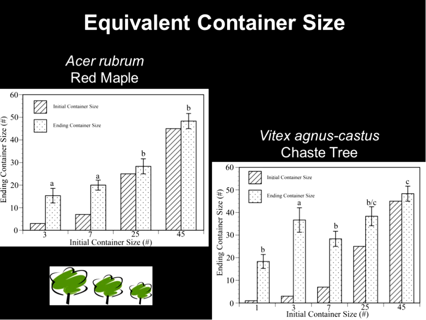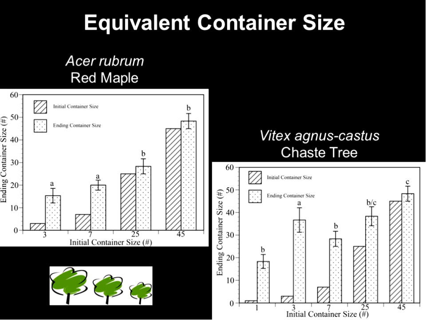On the red maple, they planted a 3-gallon red maple tree. By the end of 2 growing seasons, like I said, it wasn't really 2 years, just 2 growing seasons, that was already a 15-gallon tree. And the 7-gallon tree that they planted in 2 growing seasons ended up being a 20-gallon tree. The 25 didn't grow quite as much. It was only a 30-gallon tree, and the 45 ended up just barely being a 50-gallon tree.